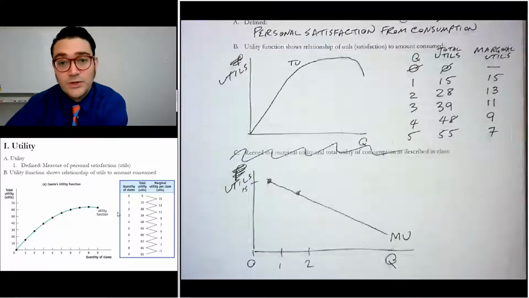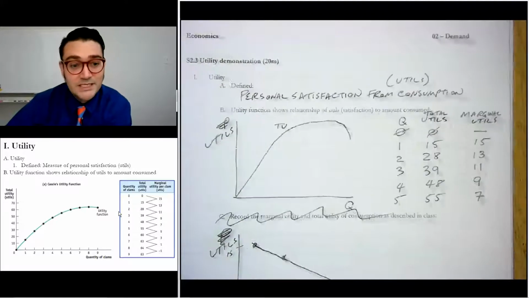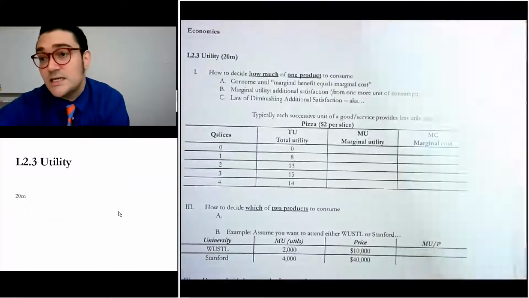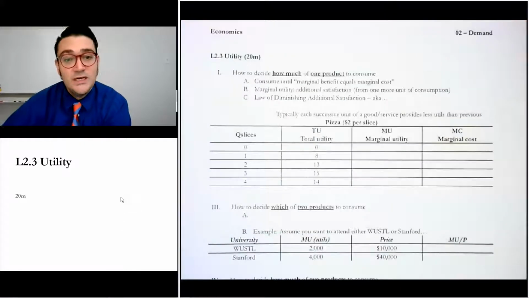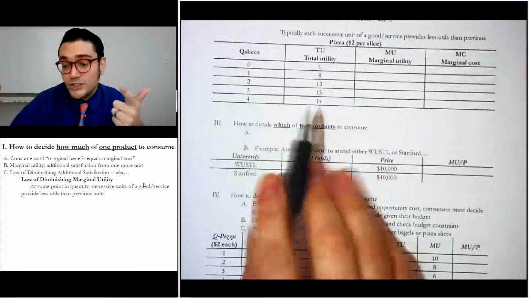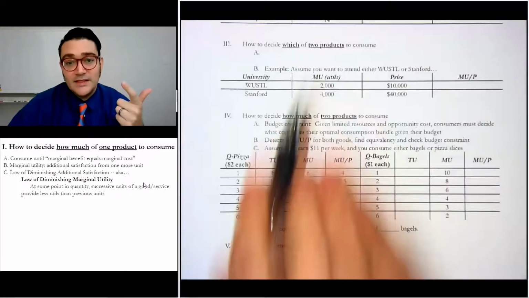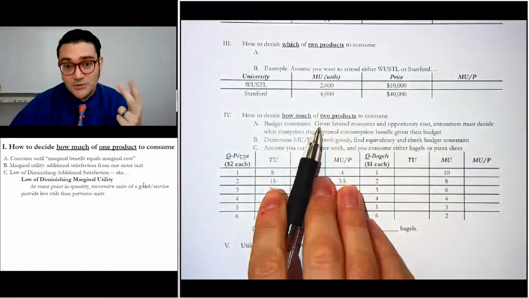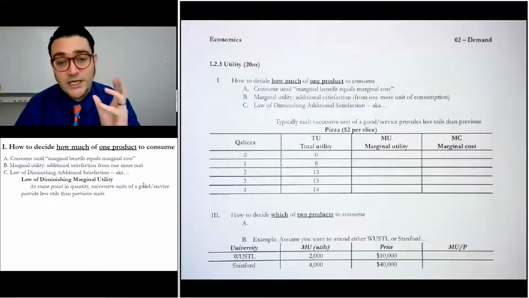Now, we're going to use what we learned about utils here, which is pretty basic stuff, to go into the next topic and explain why it matters, right? It's answering 3 questions for us: how much of one product to consume, which of 2 products to consume, and then how much of 2 products to consume. So 3 different questions, all of which we can answer with utility.